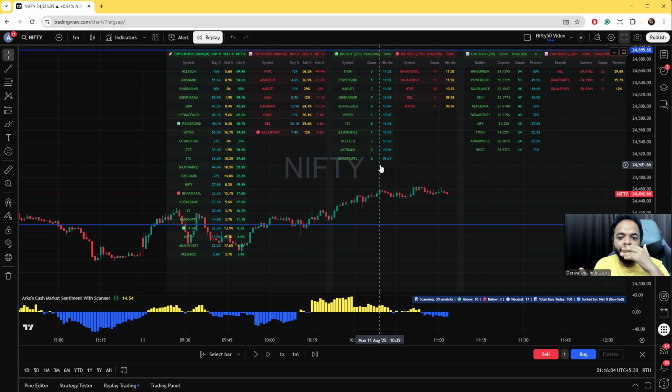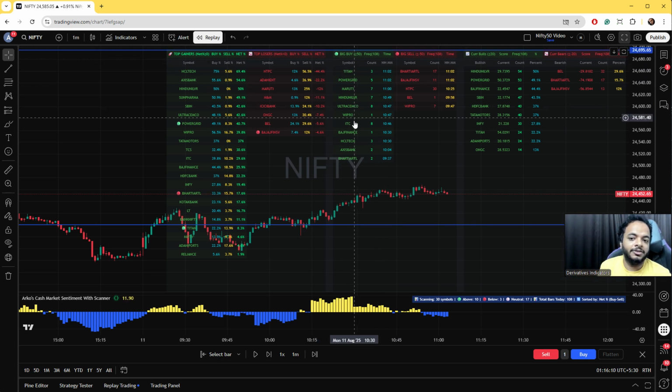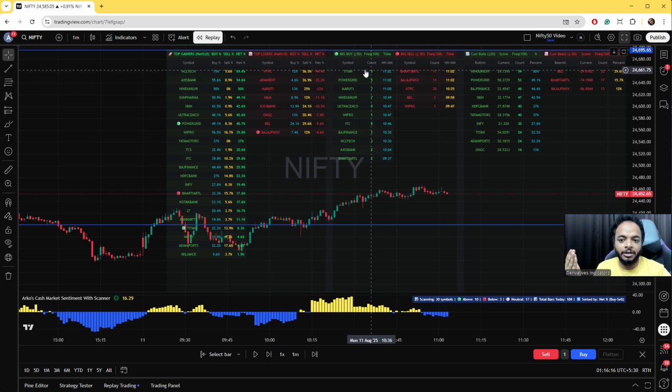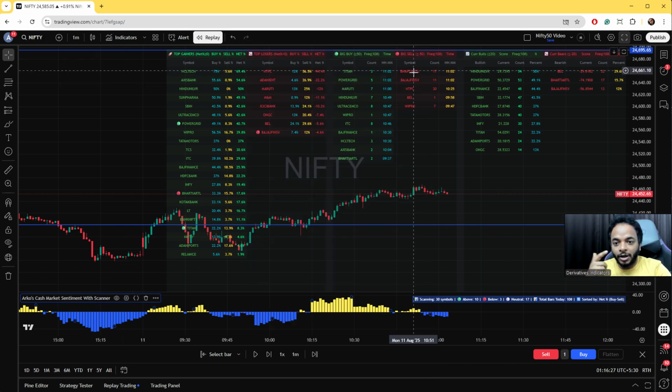The last time the condition was hit, the time will be noted down here, and according to the time the list will be arranged. So the latest one where the signal has hit will be at the top, like you can see Titan. Also, throughout the day, let's say we have put 50 here, how many times did the score go above 50? So it's 3 times so far.